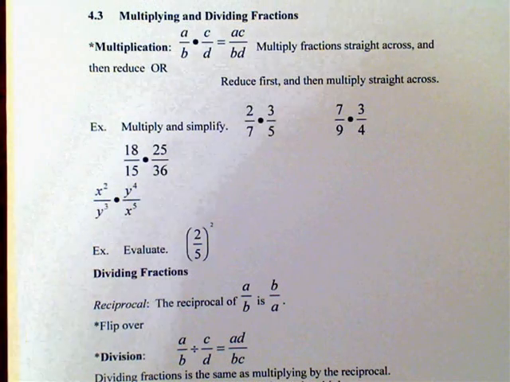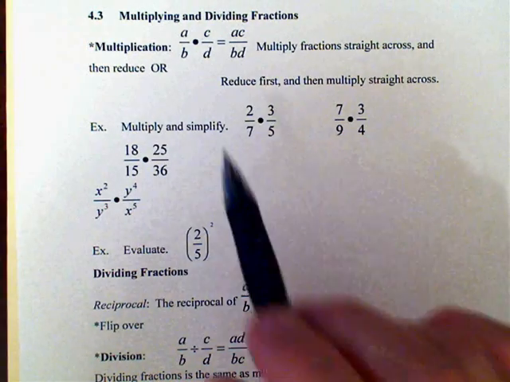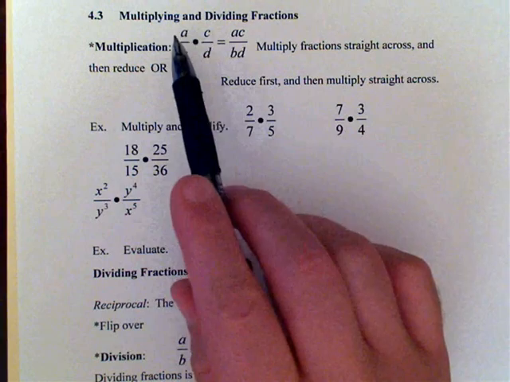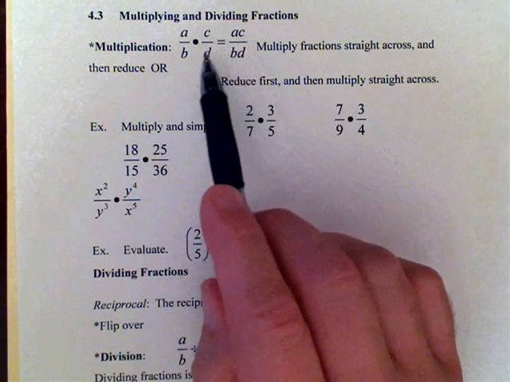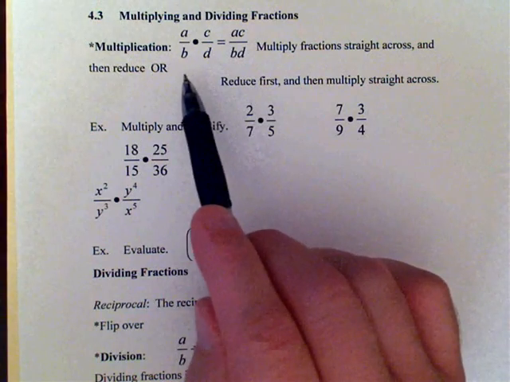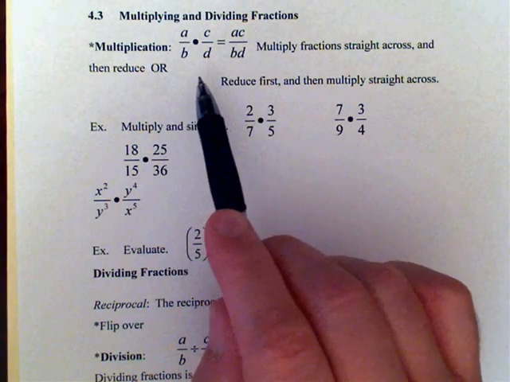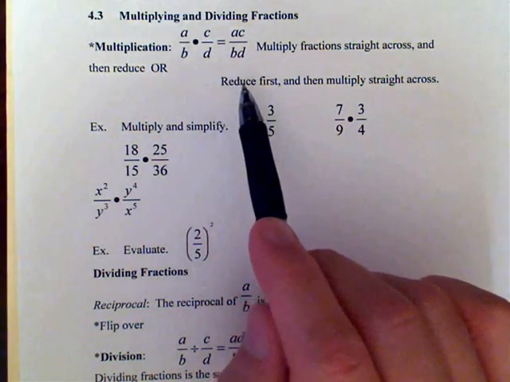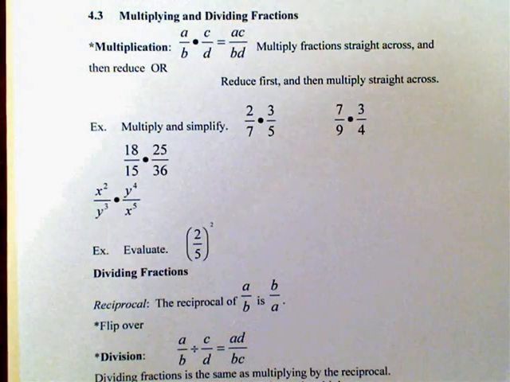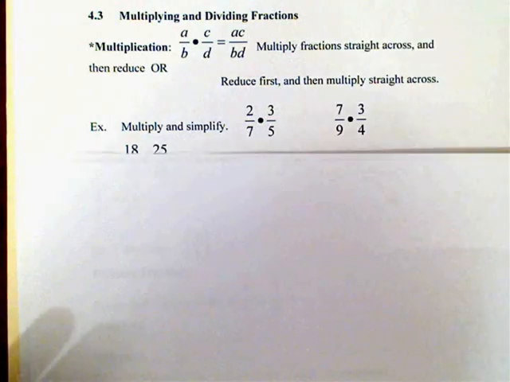Multiplying and dividing fractions. When we multiply fractions, essentially all we're doing is multiplying the numerators, a times c, and multiplying the denominators, b times d, and then we reduce if necessary. But there is an alternate approach, a preferred approach, and that's to reduce first and then multiply straight across. Let's look at these examples.